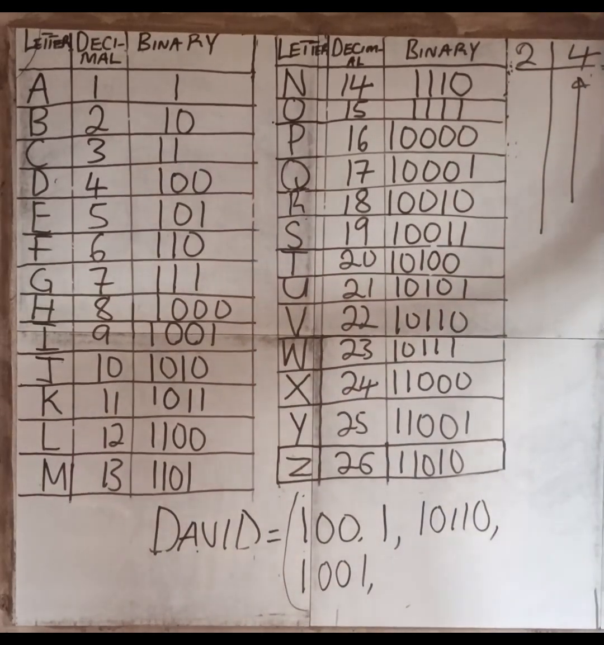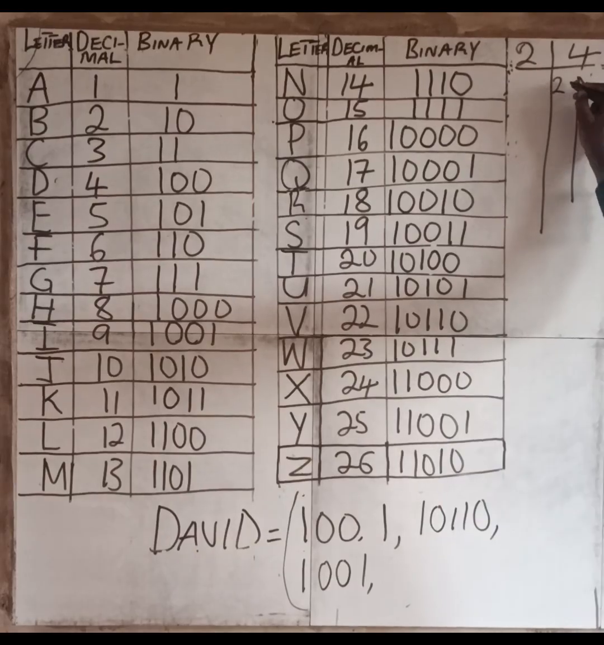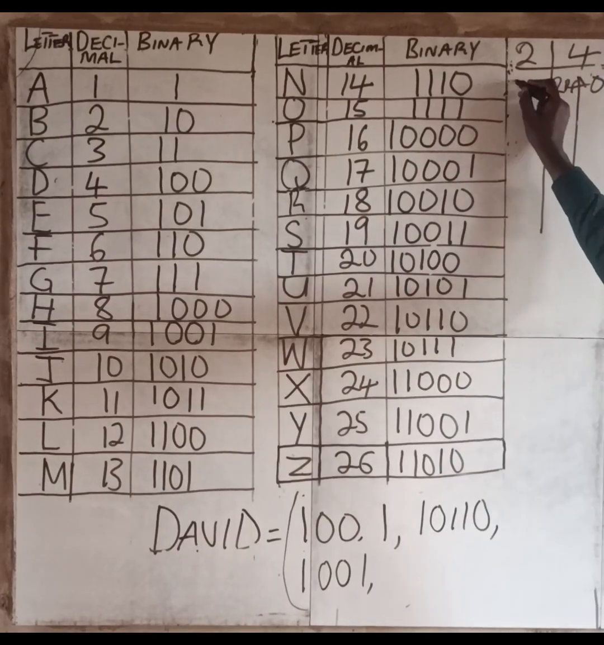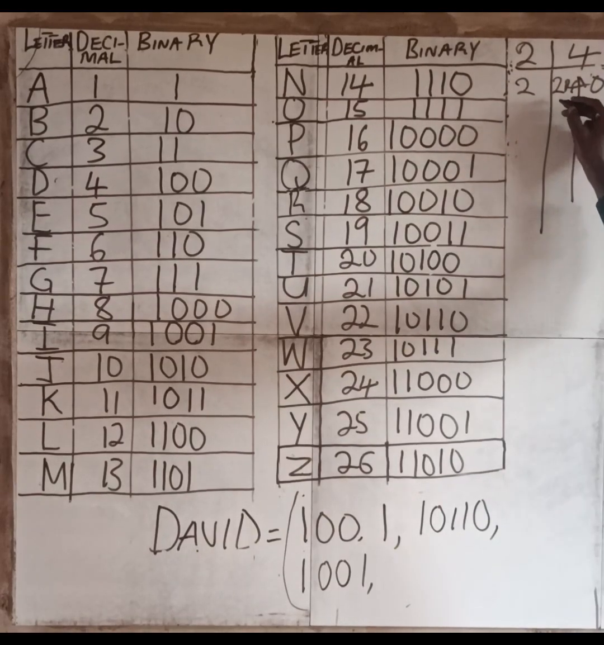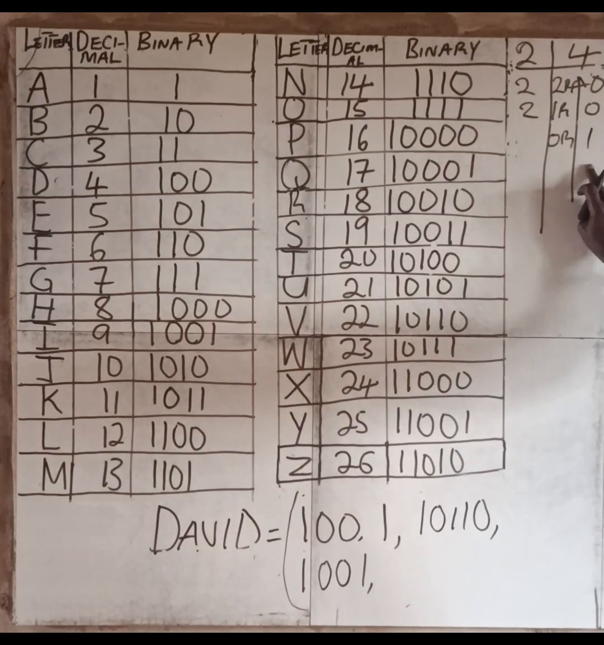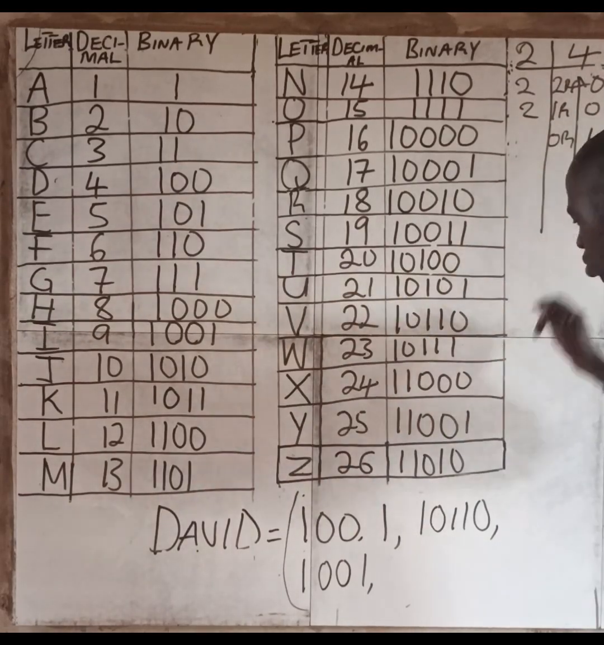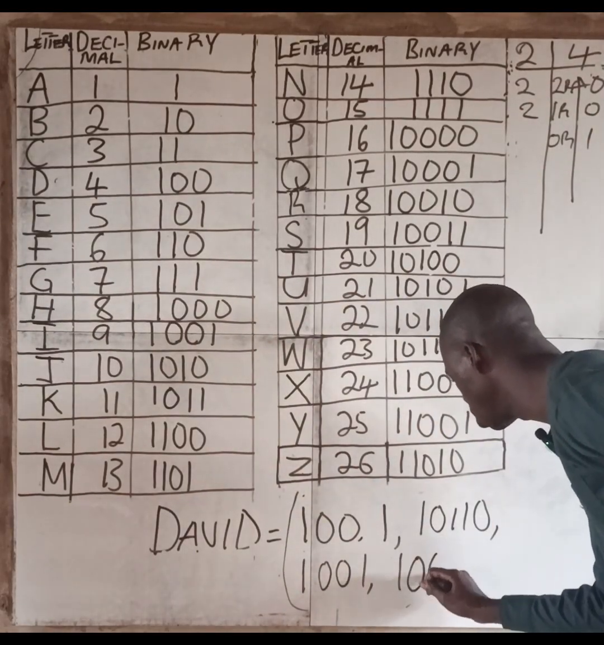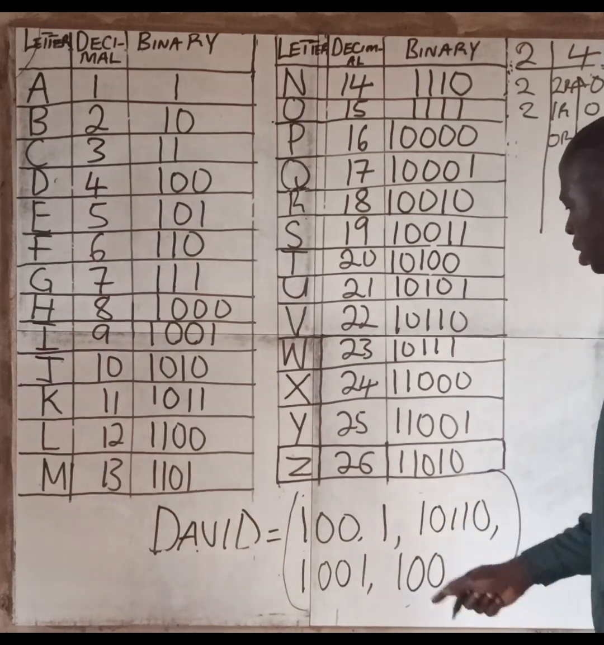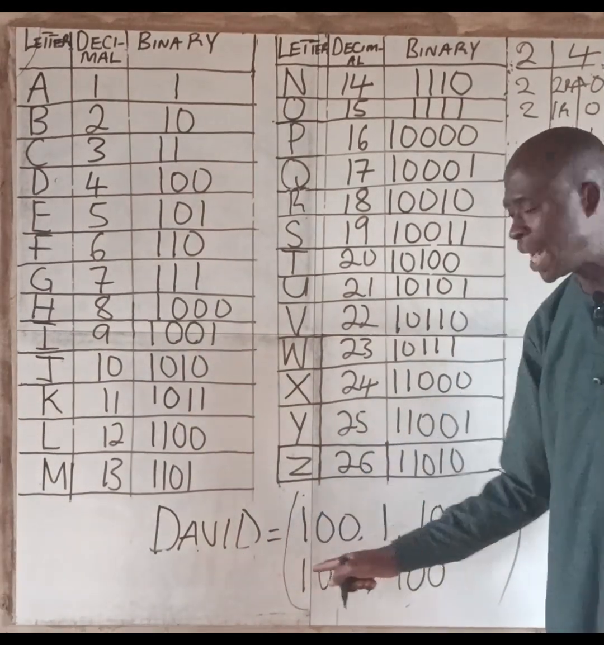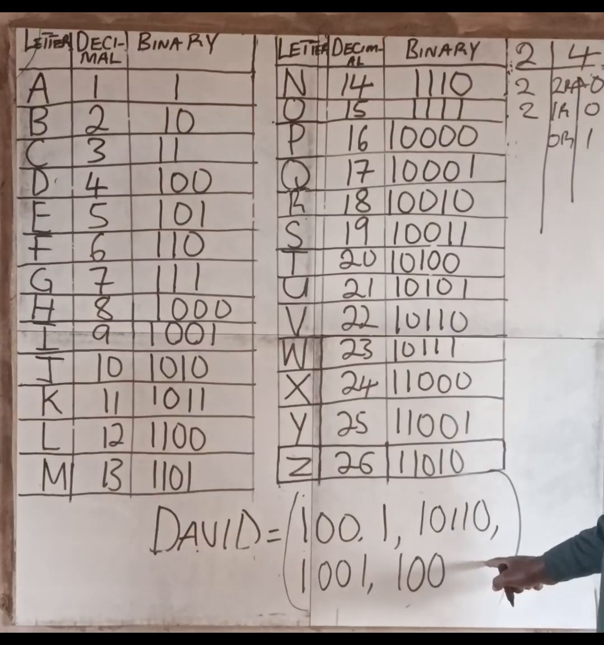So let's go. 2 into 4 is going to give us 2, remainder 0. 2 into 2 is going to give us 1, remainder 0. 2 into 1 is not possible. 2 persons cannot share 1, so we'll say 0, remainder that same 1. So you can see this last D represents, in binary, 1, 0, 0. At the end of the day, I'm done translating my name, David, to binary code.